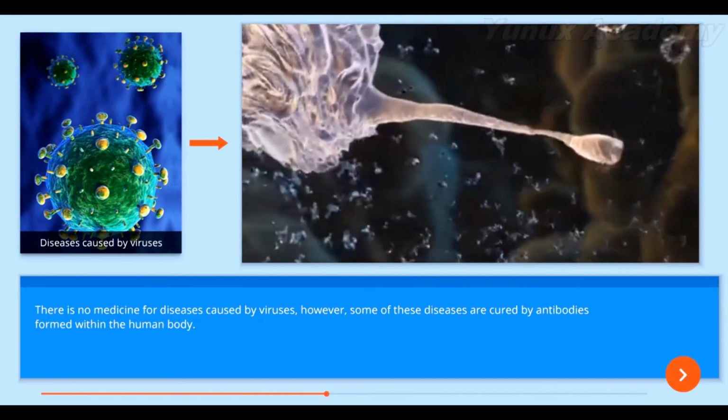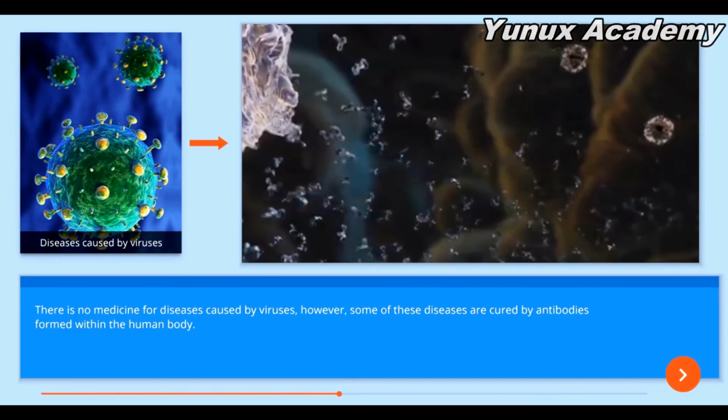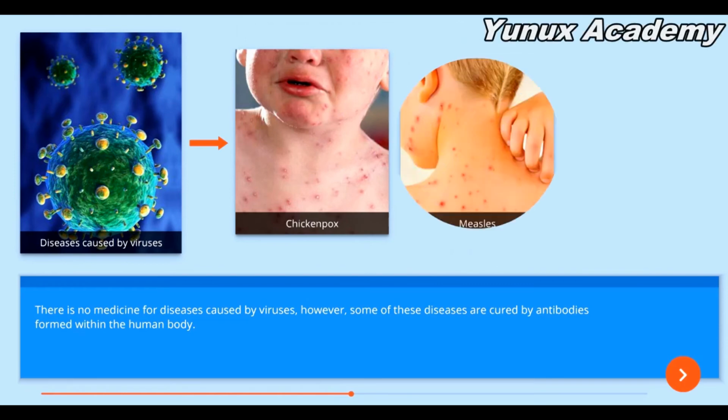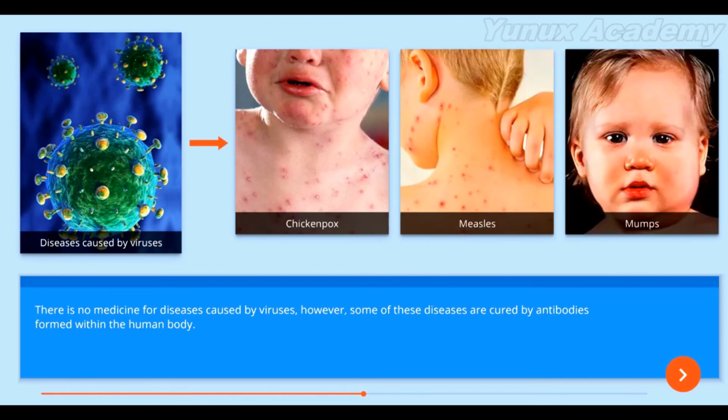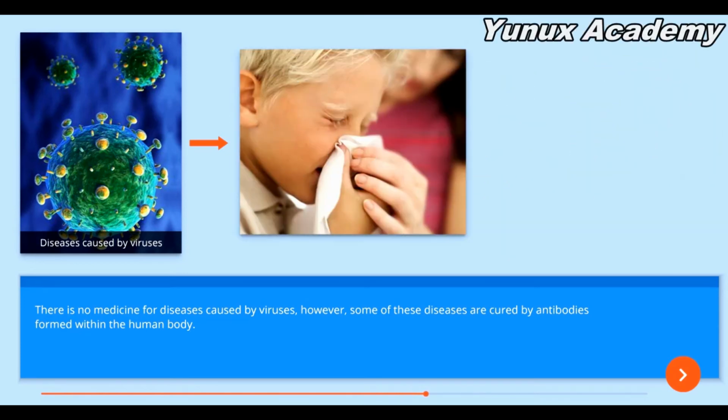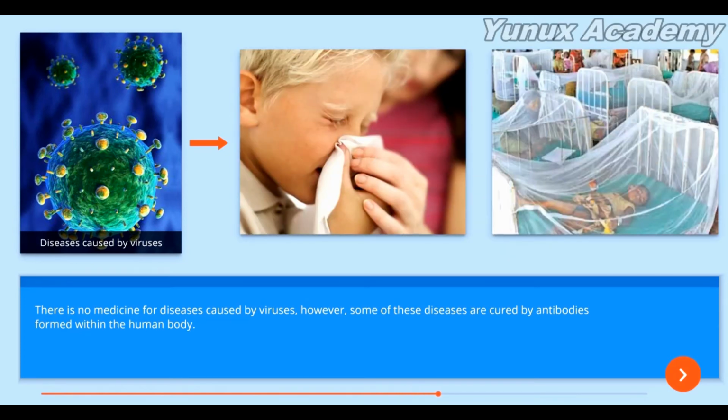For example, the antibodies formed by viral diseases like chickenpox, measles, and mumps stay within the body, and therefore the probability of reoccurrence of these diseases is eliminated. But the antibodies formed by diseases like cold and dengue stay in the human body only for a short period of time. Therefore, the probability of reoccurrence of these diseases is very high.